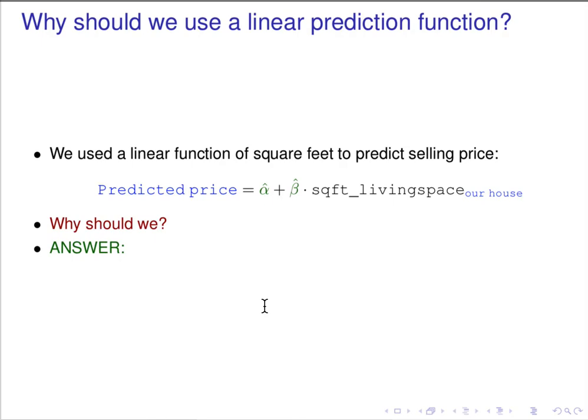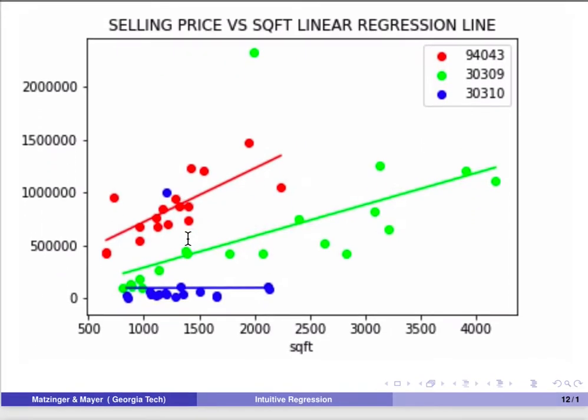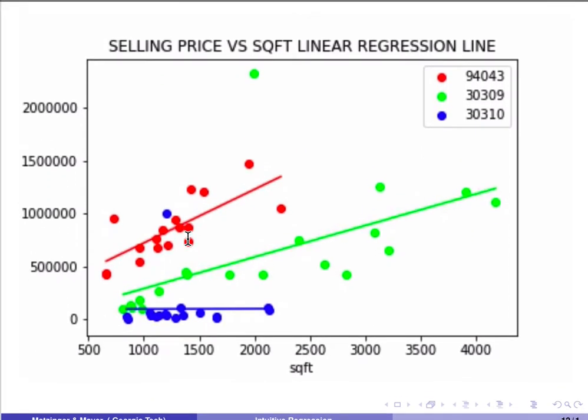So why should we use linear prediction at all? We use the predicted price alpha hat plus beta hat times the square feet of living space. Why should we? Here is the answer. This is a real data set from your project. You see different colors for each neighborhood, each zip code, and you see clearly they lie on a straight line. So that's the answer.